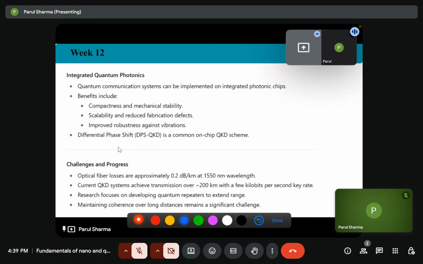So what are the challenges in this? The optical fiber losses are approximately 0.2 decibels per kilometer at 1550 nanometer wavelength.